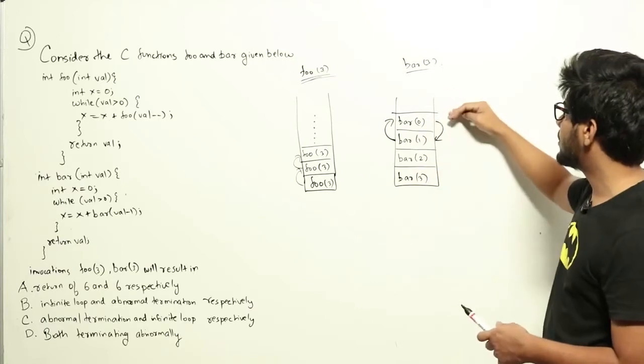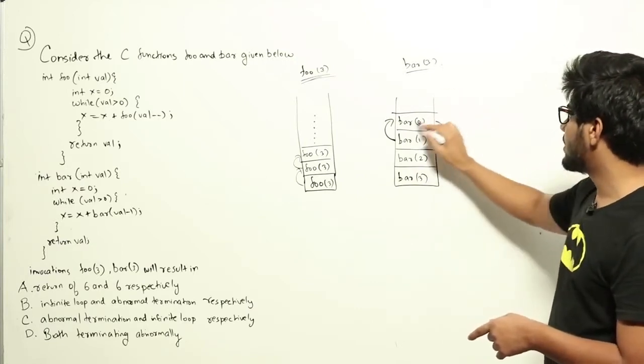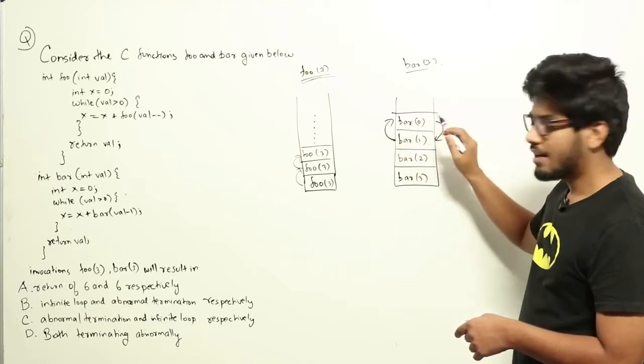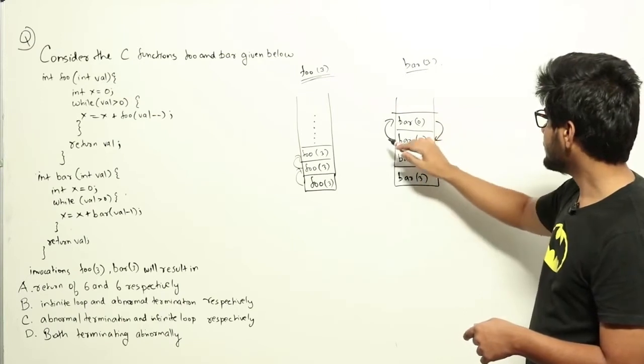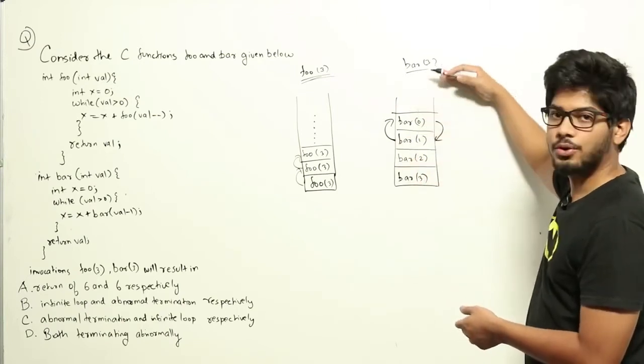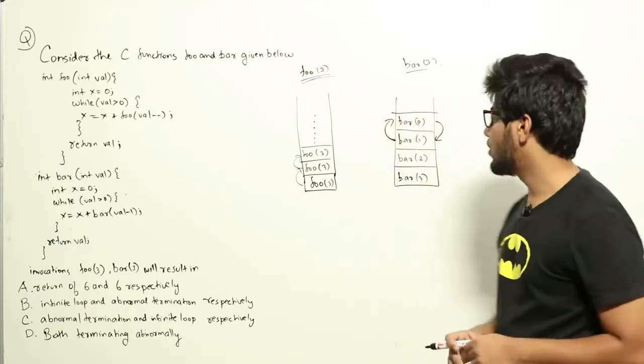Now if you look here, the memory consumed doesn't change. In the stack, it grows up to here. After bar 0, it will remove bar 0 from the stack and only after that it will come back to bar 1, where again it will call bar 0. So that's added to the stack, but the stack doesn't grow beyond this point. The stack grows only up to this point. So there won't be any overflow happening here.